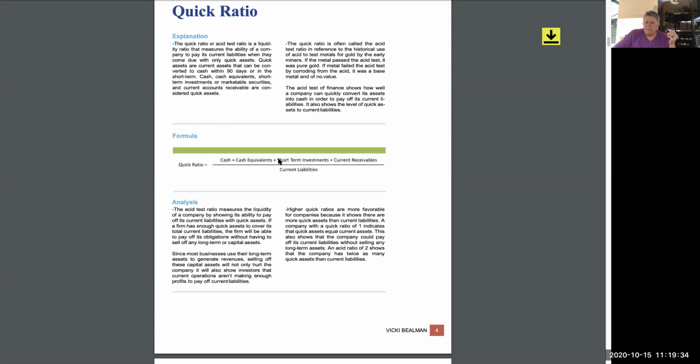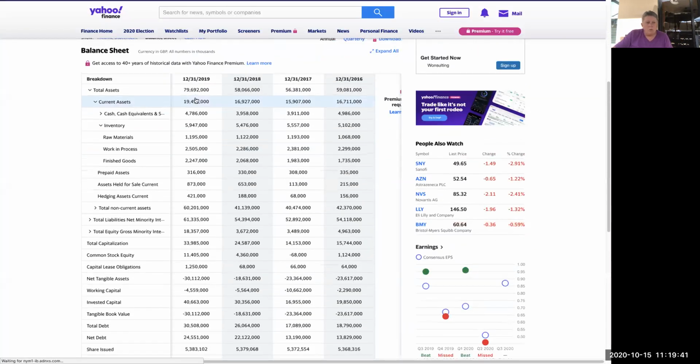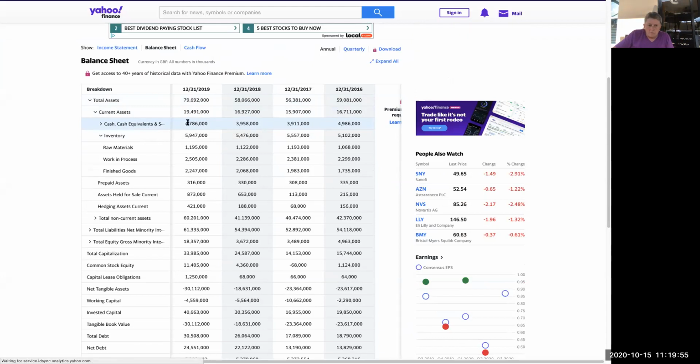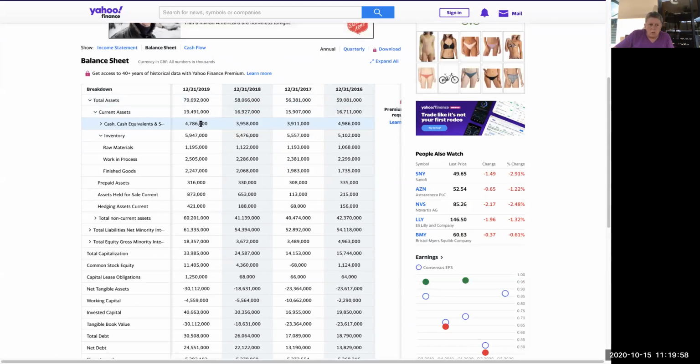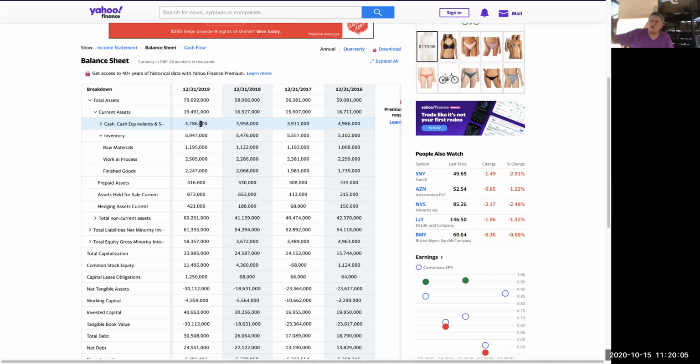Now, what I did was I went back here to look and see. What is it? Cash, cash equivalents, and short-term investments. Well, it's all right here on one line. Here they are, okay? So I took 2019. Cash, cash equivalents, and short-term investments was $4,786,000. There was no current receivables in process. What's that mean? They don't let companies charge. They're not owed money from the people they sell to.